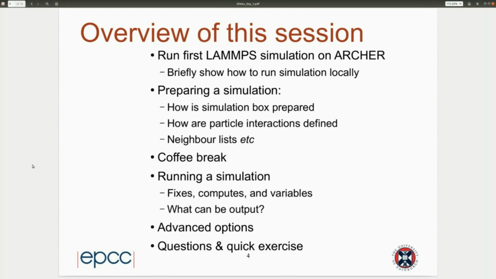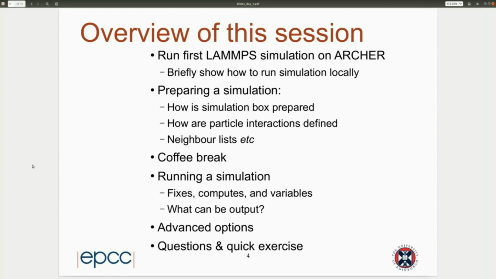How do you make your simulation box? How do you put your molecules into your simulation box? What are the different ways of doing that? How do you define different particle interactions? How do you set up neighbor lists? Things like that. Take a coffee break at around 3-ish.